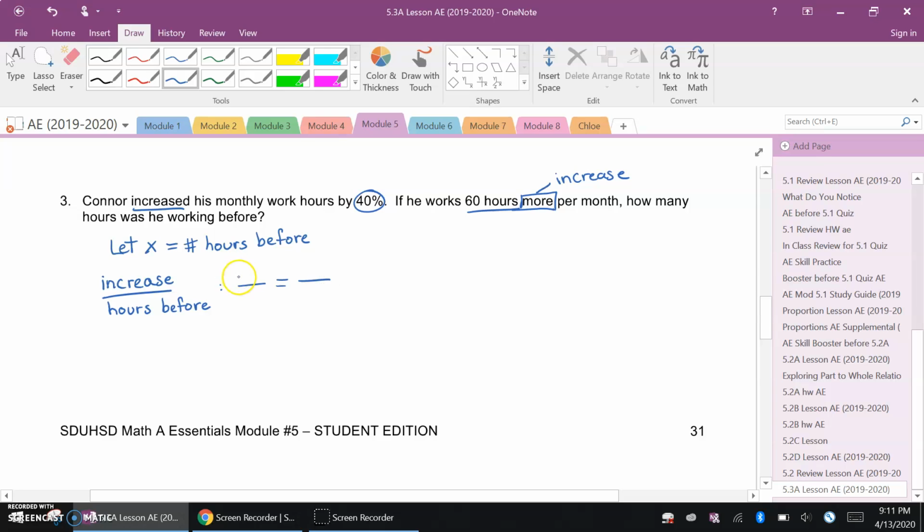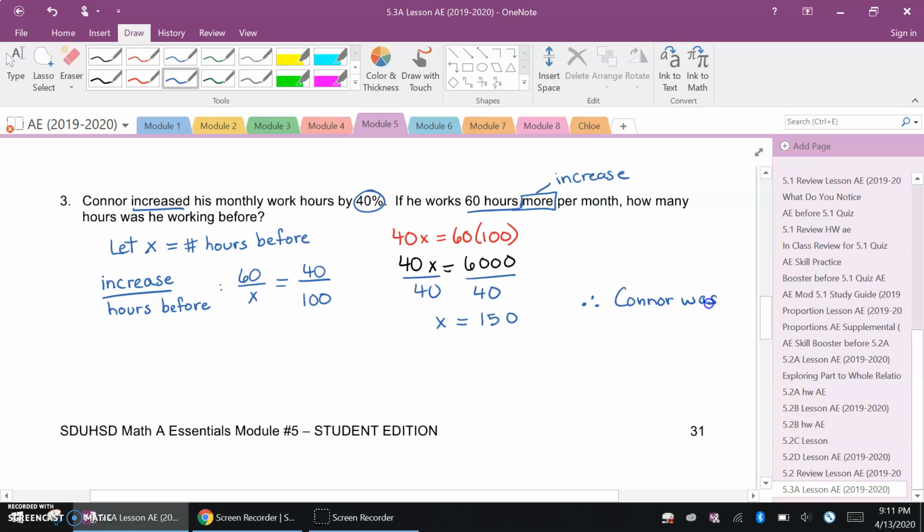Once you do that, we're going to have the 60 on the top and the x on the bottom, and then we've got the 40 on the top and the 100 on the bottom. So if we divide by 40 on both sides, you're putting the 6,000 in the calculator first, and then the divided by, and then 40, we're going to get 150. So that means that Connor was working 150 hours before.